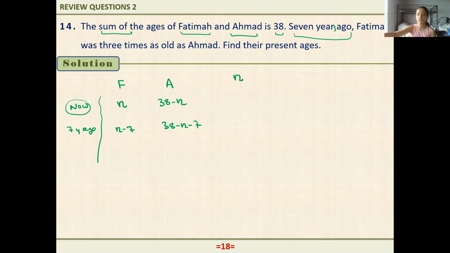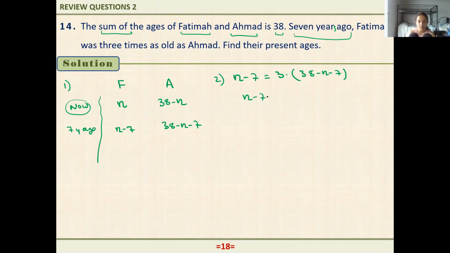That means that this N minus 7, right? That Fatima was 3 times as old as Ahmad. That is our equation. Now we know how to solve this. That's the first step. We use the information to model this, and after that we form our equation. Now we have to solve it.